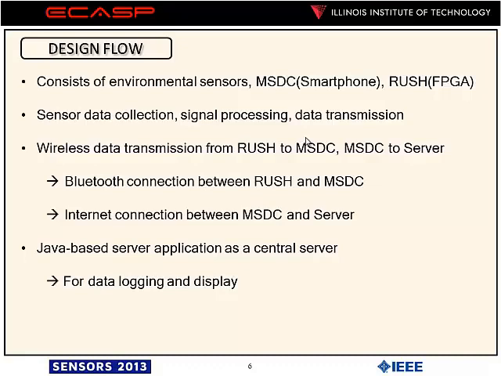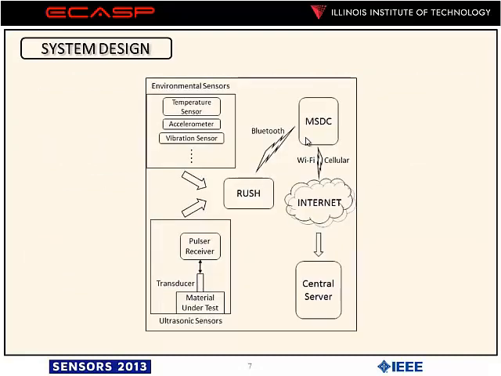So in this case, I'm using a Bluetooth connection between the FPGA and the smartphone, and then from the smartphone to the central server using the internet connection. Here I have the server, which is just a preliminary approach to display the data and store the processed data on the server.